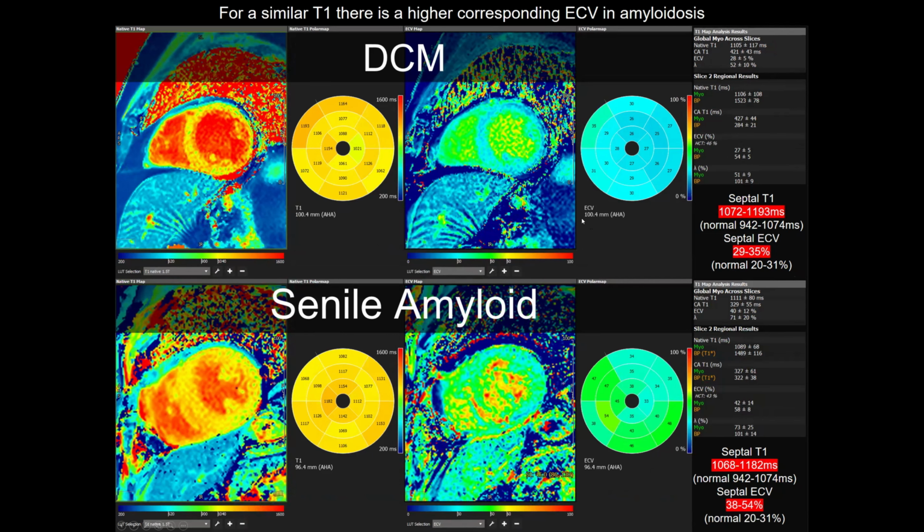Here's a concept that we learned over time that for a similar T1 value, DCMs have a lower ECV than you would get in amyloidosis. So here are two cases. One is the DCM and one is the senile amyloid. We can see that the native T1 for both these pathologies is relatively similar, but the ECV for these pathologies are significantly different. For DCM, we have a mildly elevated ECV in the basal anteroseptum, and for amyloid, there's diffuse ECV elevation.